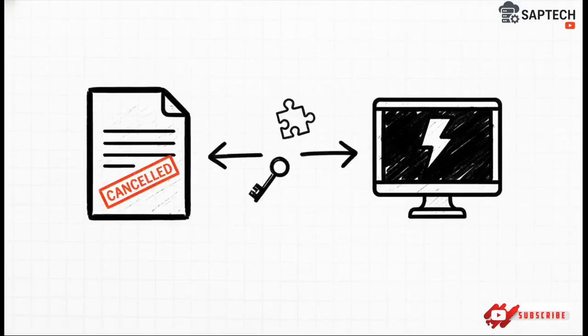So, we start back in good old SM37. We find our canceled job, and we open up its log. And right there, the log gives us our first clue. Internal session terminated with runtime error. Now this isn't just an error message, it's basically a direct instruction. The system is telling us it generated a detailed crash report, a short dump, and that our next stop should be transaction ST22 to go read it.